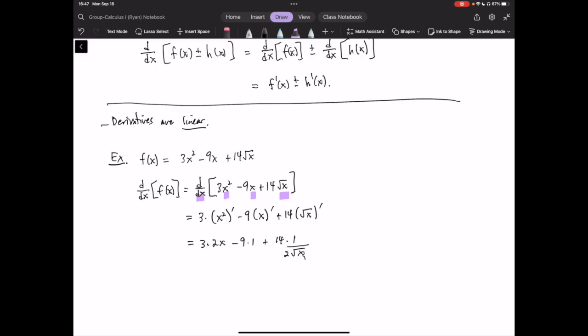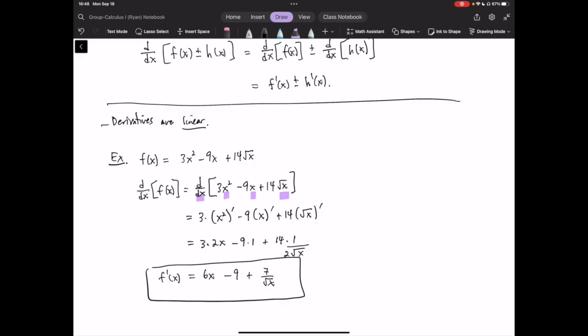And now we just have to clean it up, combine some like terms, and make it look nice. So this is then going to be 6x minus 9 plus 14 over 2, which can just be written as 7 over the square root of x. And so this is our function f prime. This is the derivative of the given function. Okay, so we can apply all these linearity properties all at once.